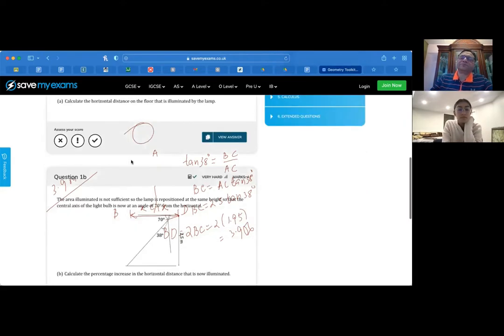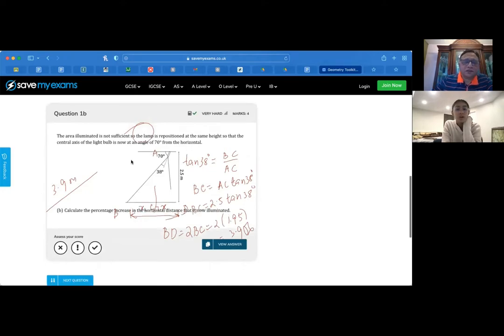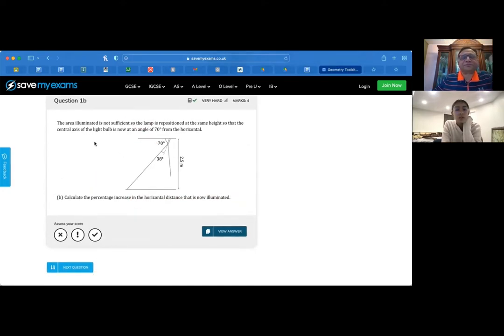Any difficulty there? No. So let's take up the next question. The area illuminated is not sufficient, so the lamp is repositioned at the same height, so the central axis of the light bulb is now at an angle of 70 degrees from the horizontal. Can't you just use the Z pattern, and then this would be 70 as well? Yes, of course. And then you just solve from there.